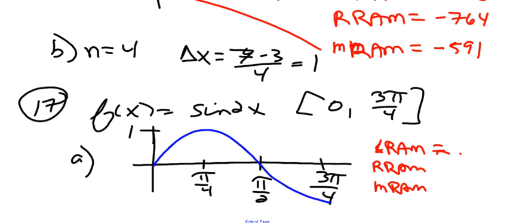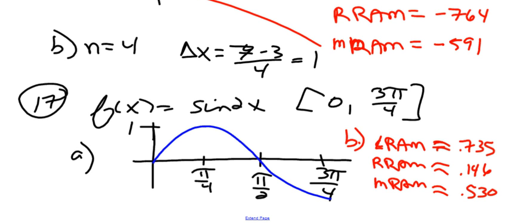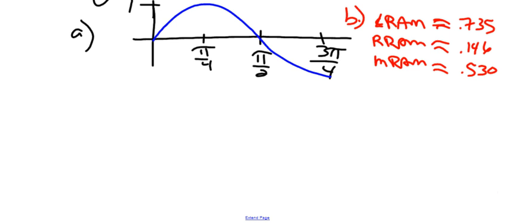For left, we're approximately 0.735, approximately 0.14 for right, and mid was 0.530, approximately. This one, though, on this problem, I'm going to do C, which is actually asking me what intervals are positive and what intervals are negative.